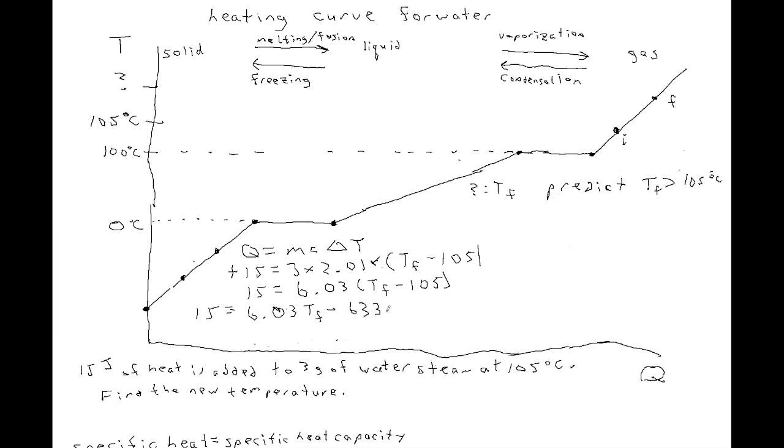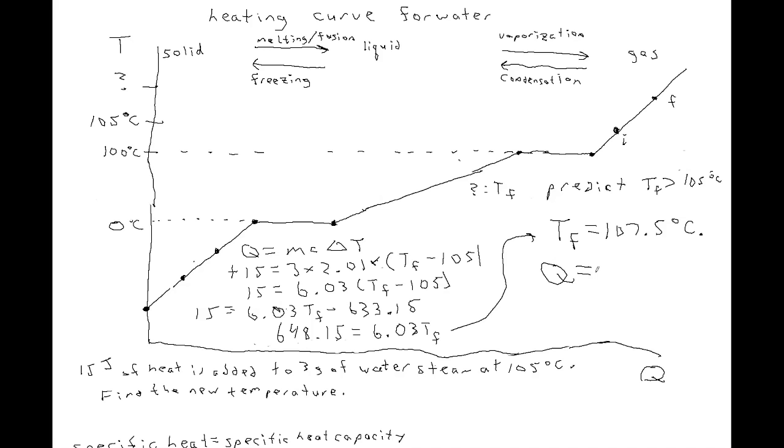Add 633.15. So 633.15 plus 15 is equal to 648.15, which is equal to 6.03 TF. Divided by 6.03, divided by 6.03. And then TF is equal to 107.55 degrees Celsius. Good, which matches our prediction.